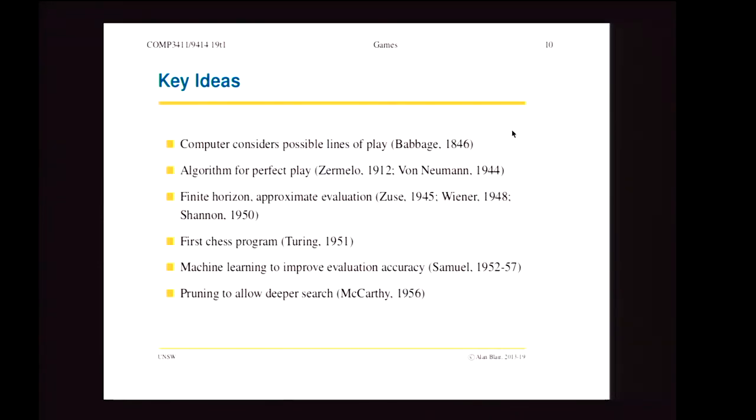And I think the minimax algorithm, we think was first introduced by Zermelo in 1912 and popularized later by von Neumann. Approximate evaluation was Zuse in 1945. He has a Linux distribution named after him. And Norbert Wiener and Shannon.